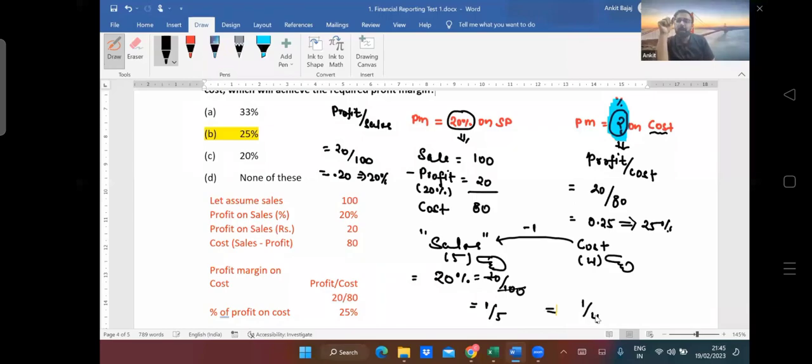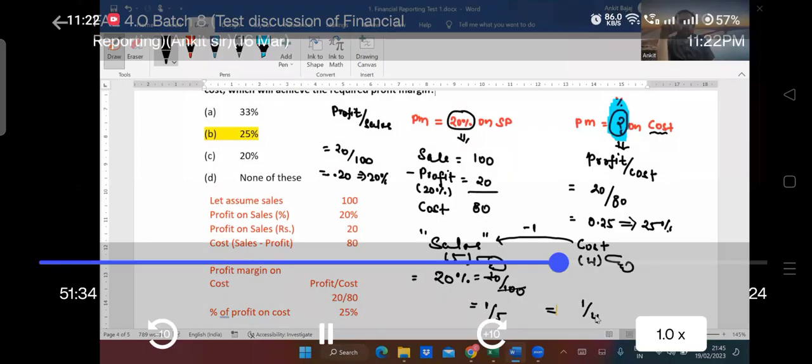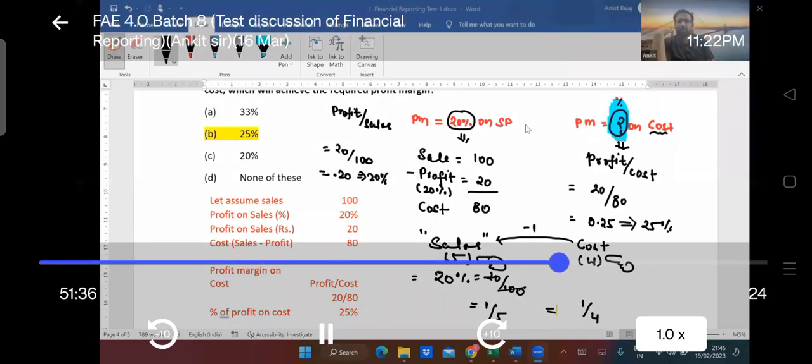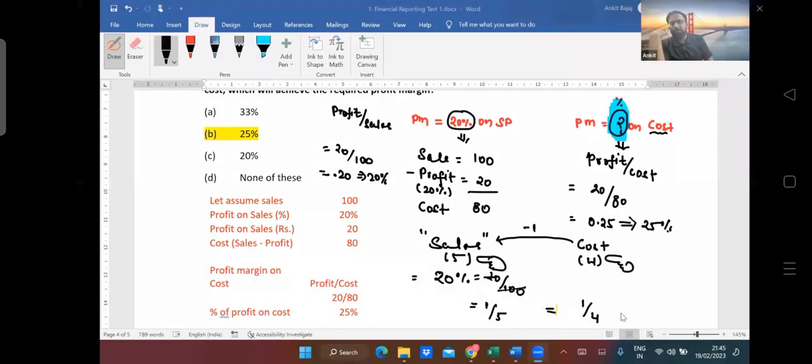I will take 1 by 4th here, right? That is 5, from which we will subtract 1. So it is going to be 1 by 4. And if I convert this 1 by 4th into percentage, 1/4 is obviously going to be 25%, right? So I have discussed 2 methods, and I think you understood both the methods.